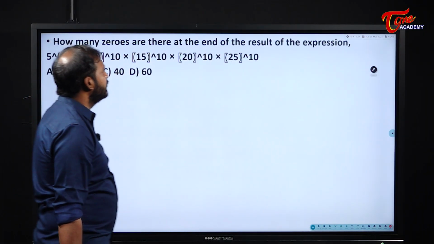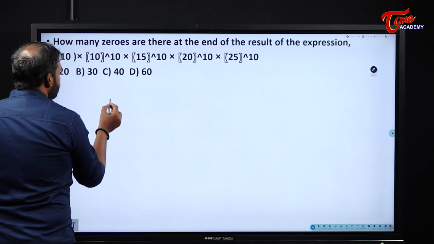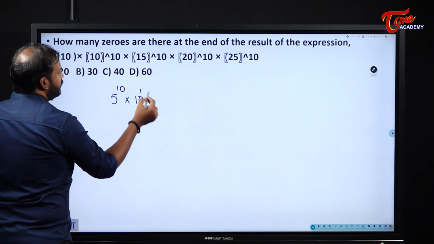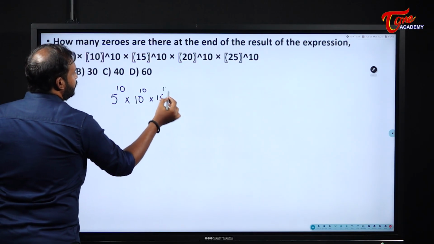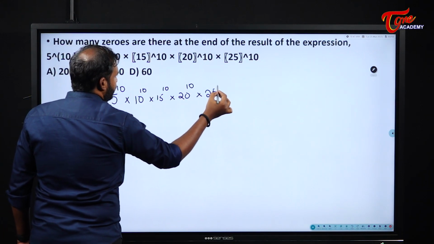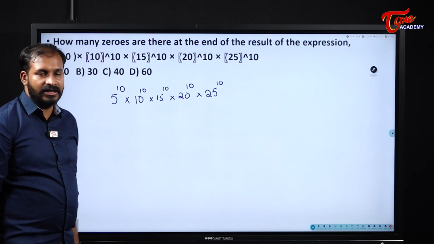How many zeros are there at the end of the result of the expression: 5 to the power of 10 into 10 to the power of 10 into 15 to the power of 10 into 20 to the power of 10 into 25 to the power of 10. We need to tell how many zeros will be there at the end of this expression.